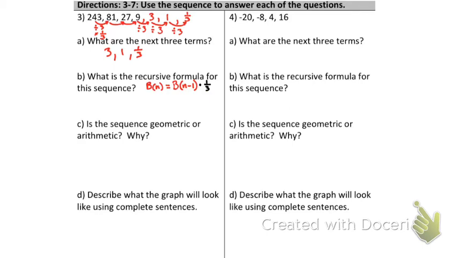But we're not done because this is recursive, and recursive says we've got to tell everybody what our starting point is. Okay? So let me erase this for some room. My starting point is this. I like to put this here to show this is a different part of the problem. We're using b again, and starting points are always starting points of 1. So my starting point in my sequence is the first number in our sequence, which is 243. So that is the recursive formula.